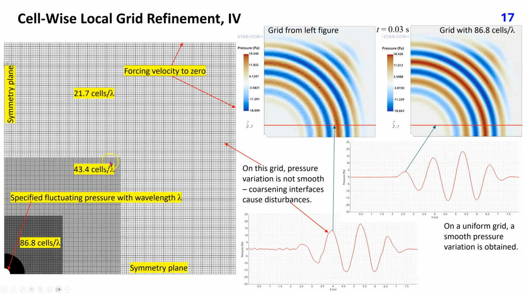On this grid, the solution is not smooth, as can be seen in these two plots. The oscillations are caused by disturbances at coarsening interfaces, as shown on slide 15 for the quiet flow. In the unsteady flow simulation, those disturbances travel with the wave and after some time spoil the solution in the whole domain.